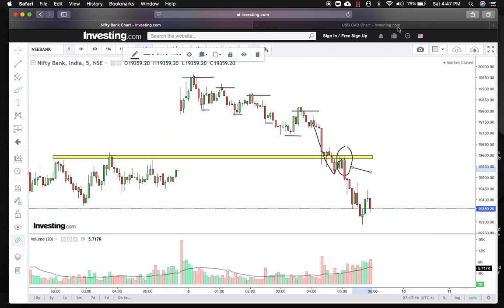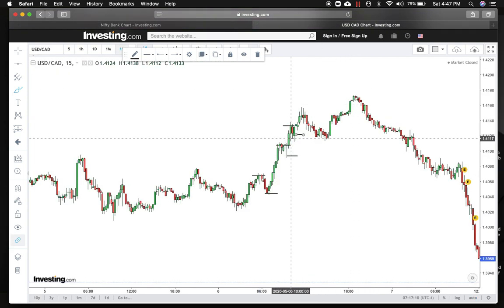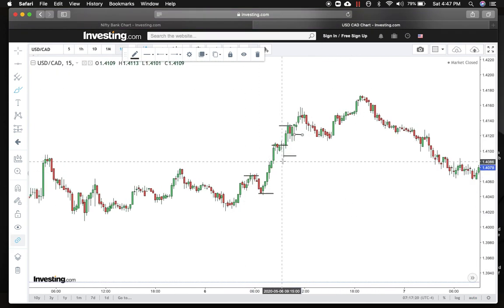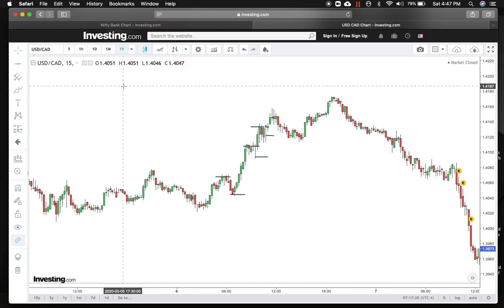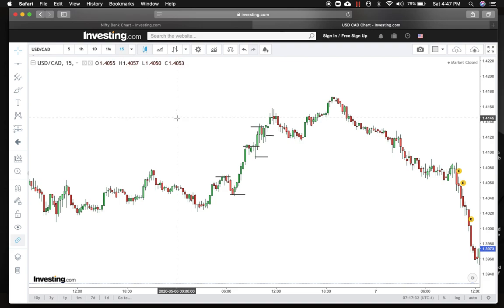I can show you another example on currency, which is USD CAD. We can see there's an uptrend in the market, with higher highs as well as higher lows. So we have established there's an uptrend. Now we are going to find an area of value. We will primarily only be buying USD CAD. We will not be going against the trend.